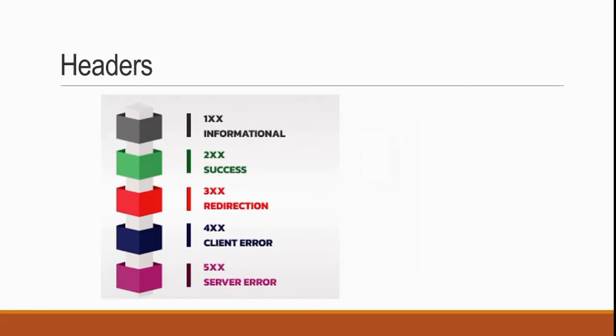Next one is a header. So header is nothing but some status code. We have several codes that help to interact with our browser. So whenever we receive or send data, we get some information in terms of code. So if we get 100, it's informational. 200 is for a success. 300 is for a redirection. 400 is for client error. 500 is for a server error. We'll see the details of this header or status code afterwards.